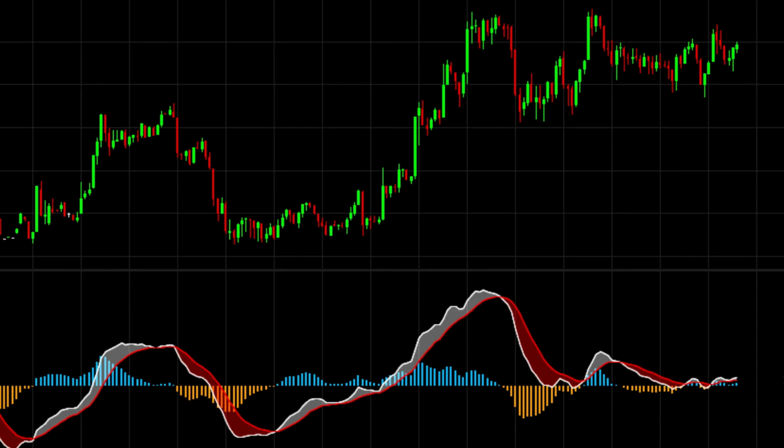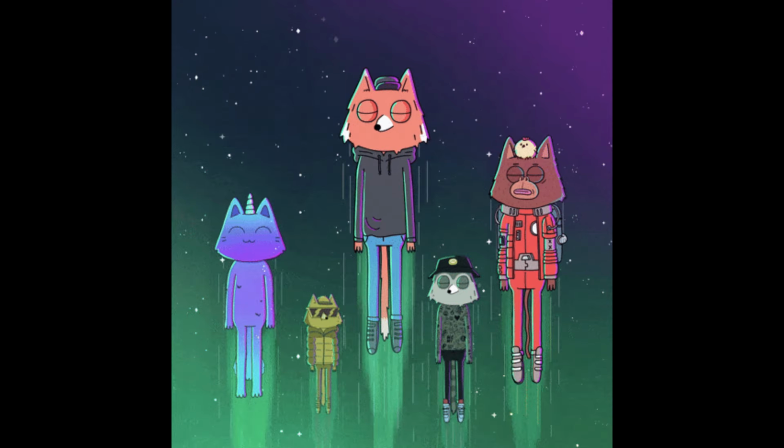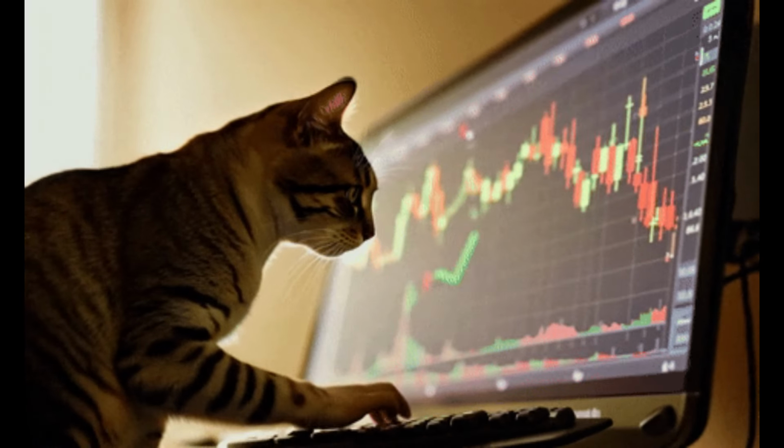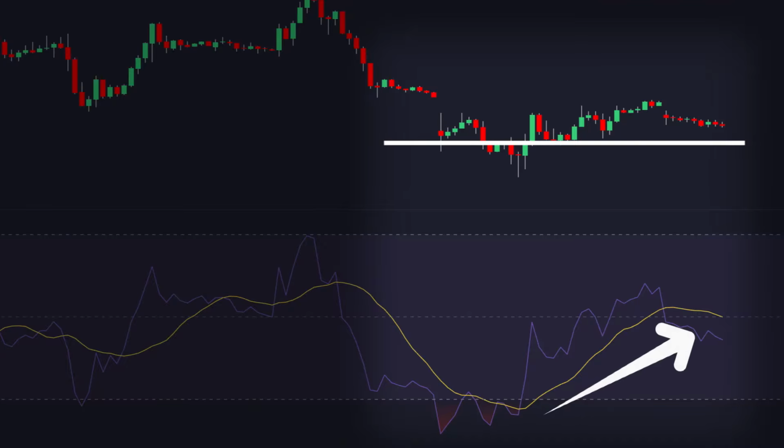Most traders think momentum indicators are telling the truth, but most of the time they're just showing colorful bars with no real meaning. You see something turning green, and you think the move is strong, but in reality, there's barely any real buying behind it. I'll show you a perfect example.